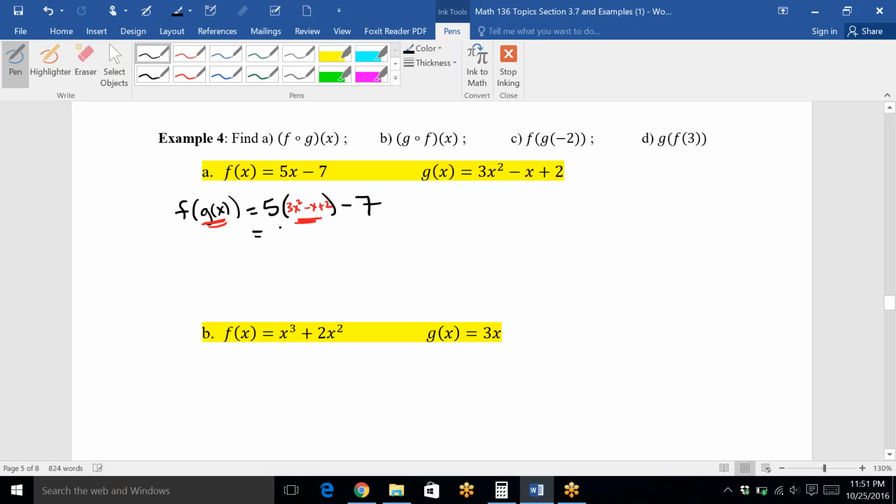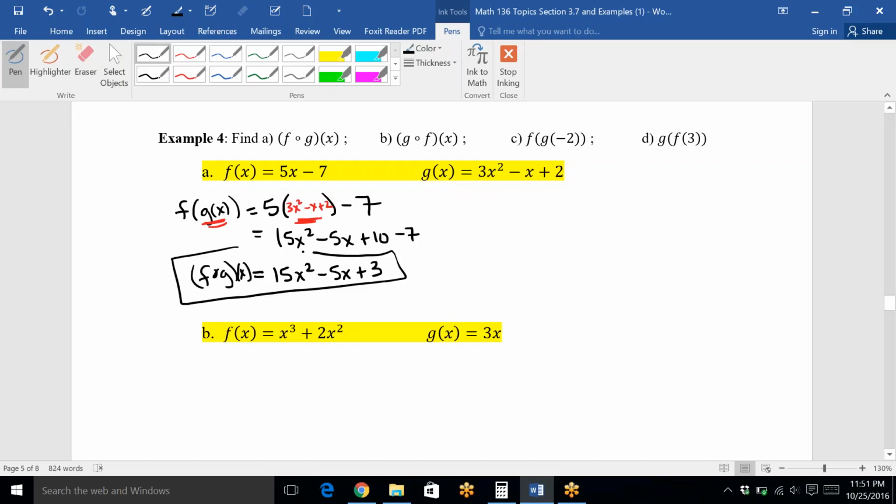I would then distribute the 5, so that'd be 15x squared minus 5x plus 10 minus 7, and combine any like terms. So this would be f of g of x. So that's A part. For B part, we're doing g of f of x.